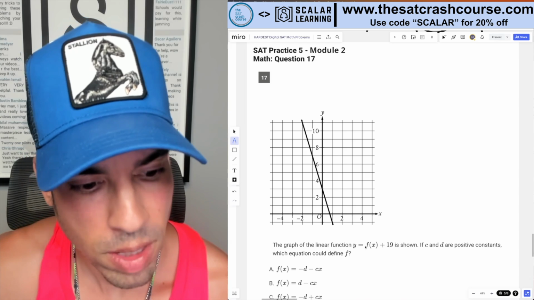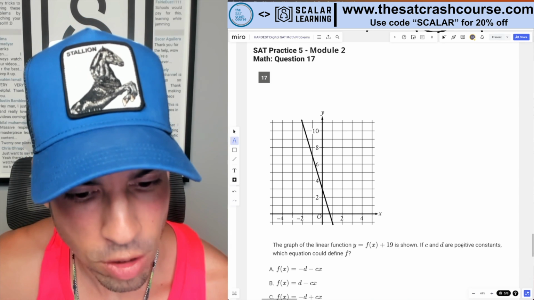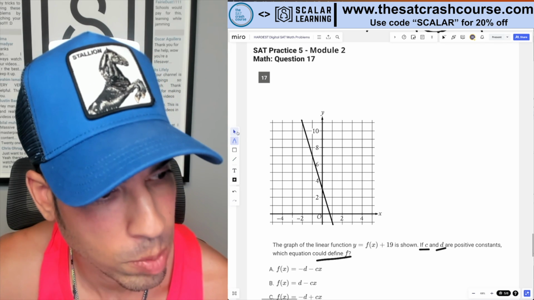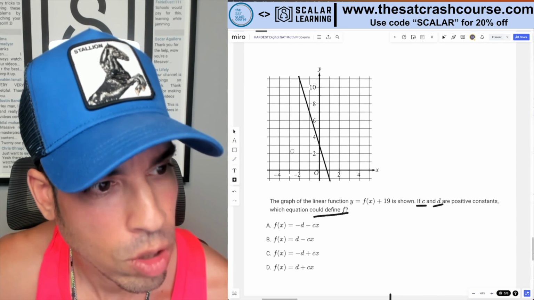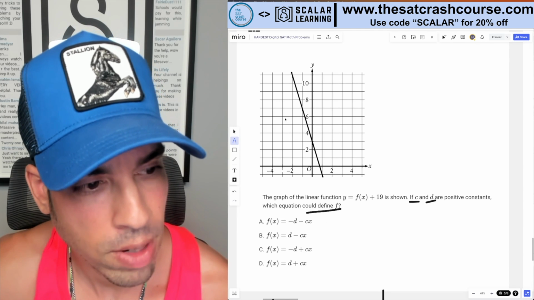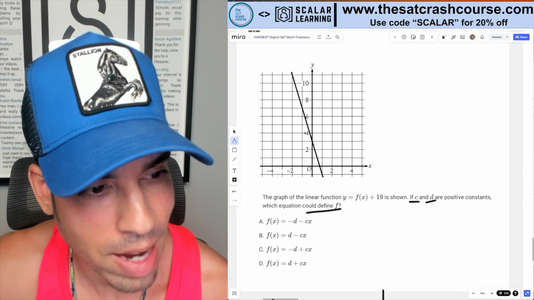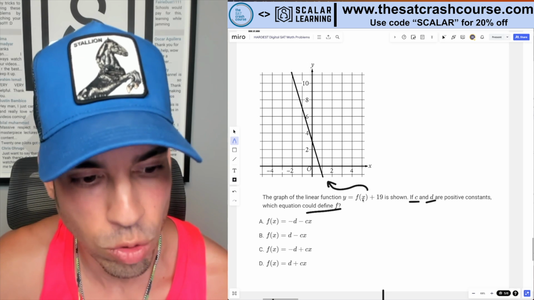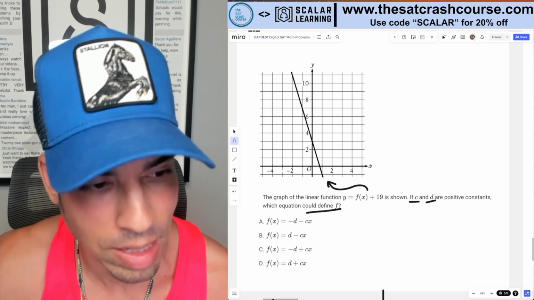Done. The graph of the linear function y equals f of x plus 19 is shown. If c and d are positive constants, which equation could define f? All right, let me move this down a little bit. So the reason why this is interesting is because we have a linear equation, but this is not f of x, right? This is saying this graph, and this is where you have to be careful on these later problems in module 2. It's saying this is f of x plus 19.